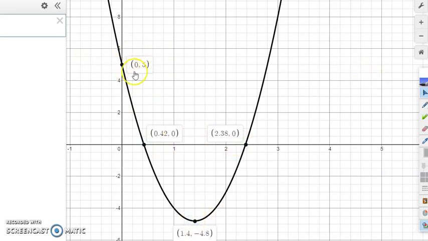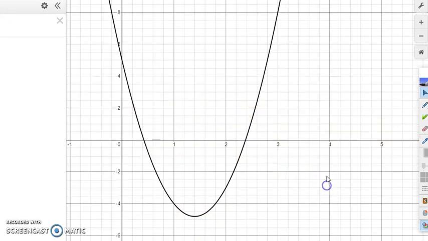We'll talk about this is the y-intercept, 0 and 5. This is what we asked for, the 2 zeros or the 2 x-intercepts: 0.42 and 0, 2.38 and 0. And that's called the vertex again, so I just wanted to take a picture of them. As soon as you move, they're gone, but you can just re-click.